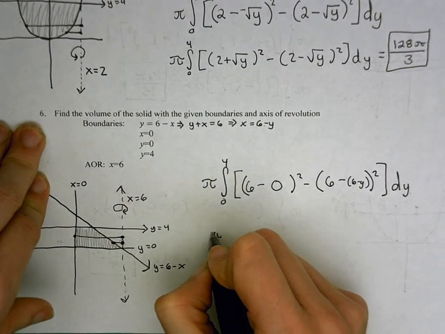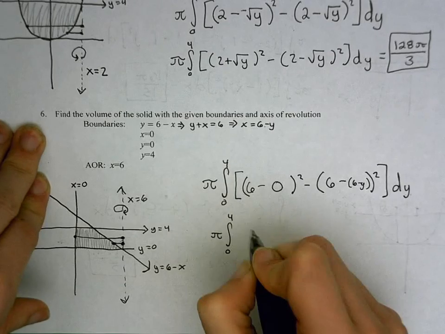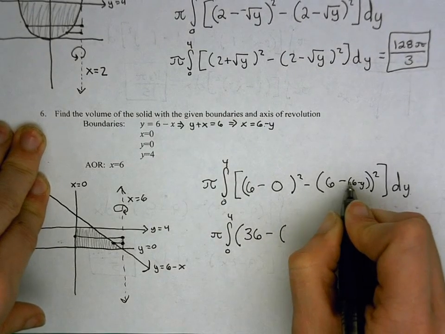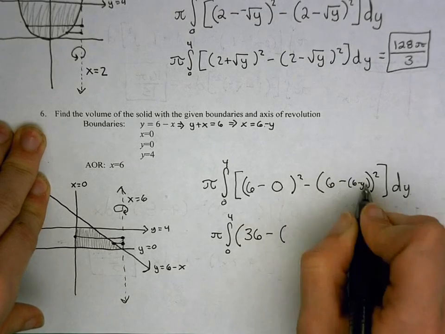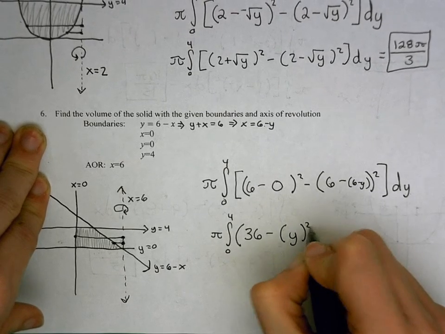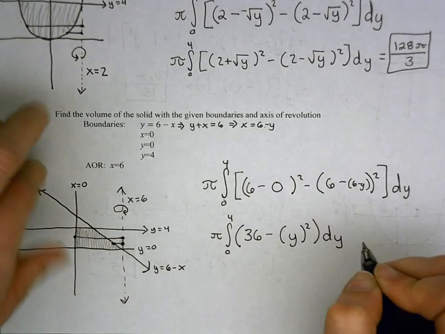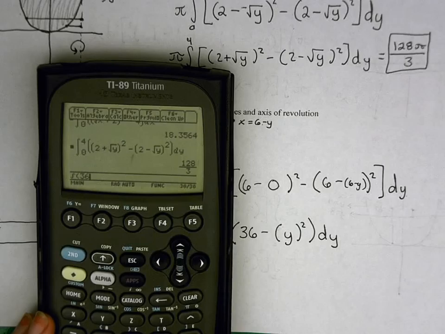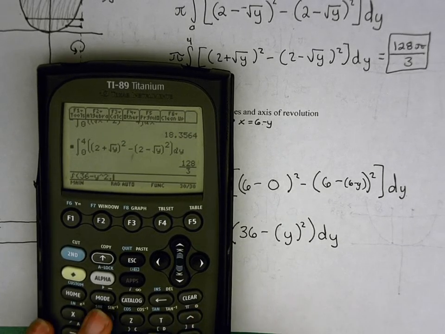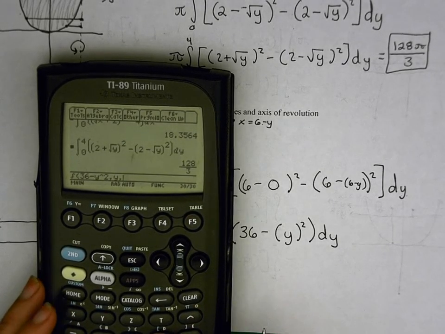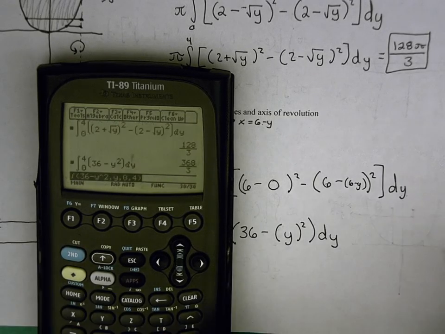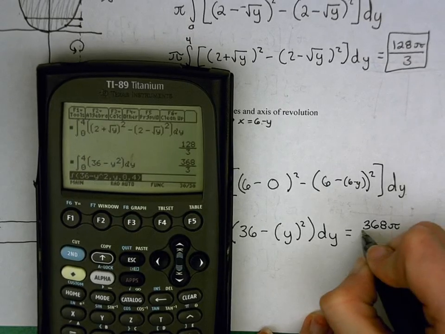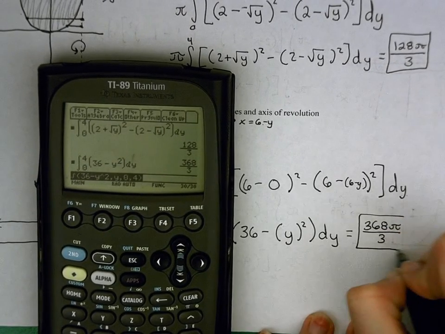Which is the same thing as pi from 0 to 4 of 36 minus 6 minus 6, which is 0, plus y. Distribute the negative, dy. And we plug this in: 36 minus y squared dy from 0 to 4. We get 368 pi over 3. And that's my answer.